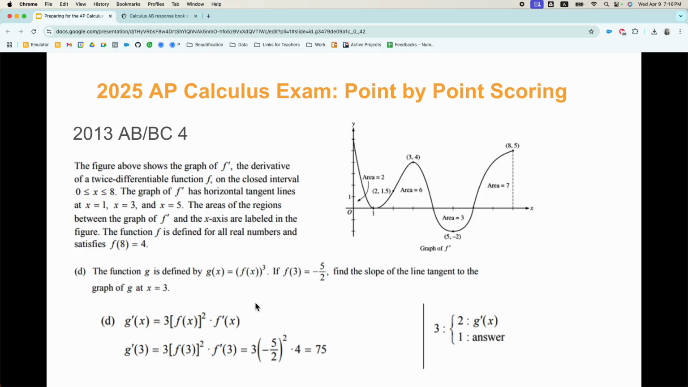So now if we take a look at what the scoring guideline gives us, this is what we see. And we say, all right, well, getting g prime, that's 2 points, and getting the answer is 1 point. Okay, and I can see what we want. But back in 2013, if I was a teacher that didn't go to the AP reading and I looked at that, I would be really confused.